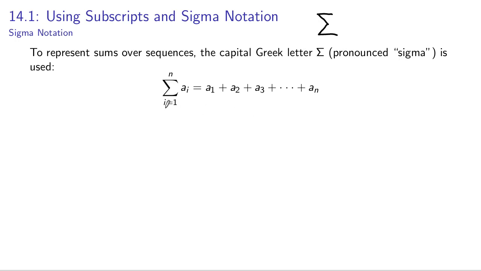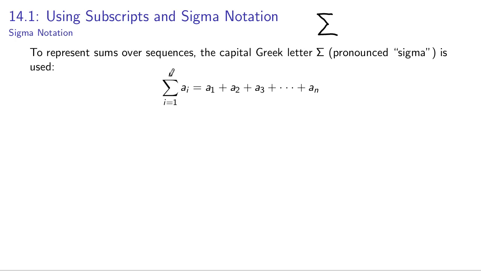Now the way we do this is we define an index variable, i, at the bottom beneath the sigma, and we say this index variable i starts at 1. At the top we say where we end. It ends at n, the number n. Okay, so here the n is abstract, and we'd have to know what it means in the context of the problem.